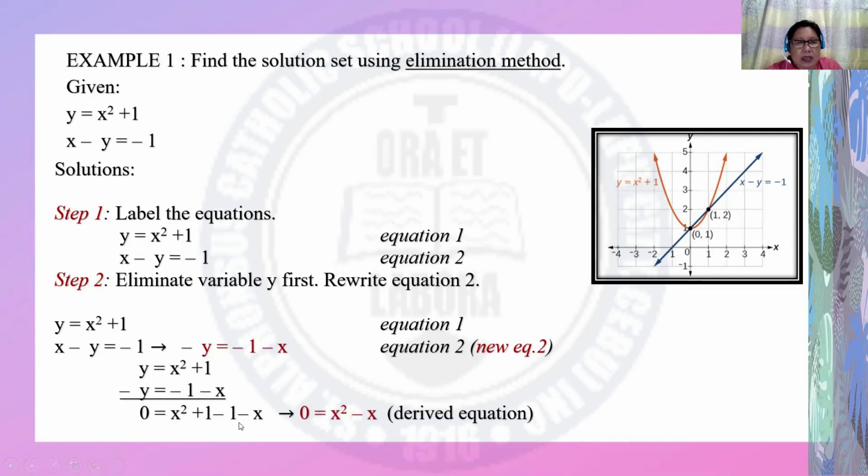Negative x. Then simplify the equation further. So we have 0 is equal to x squared, positive 1 and negative 1 is 0, minus x. So the derived equation is now 0 is equal to x squared minus x.